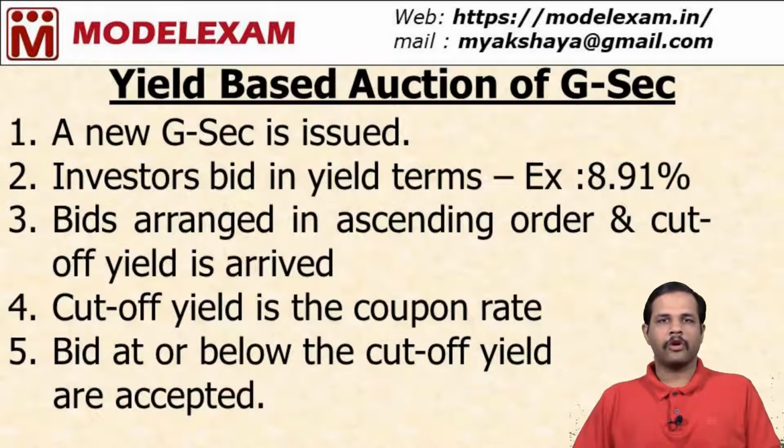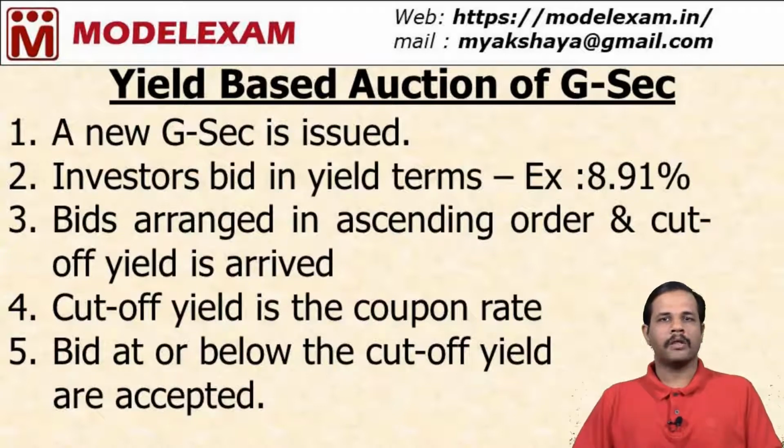Yield based auction of government securities. Normally this type of auction is carried out in case of a new issue of government security. Here investors bid in yield terms, that is, they bid in terms of yield like 8.91% or 8.5%, etc. It means that I am an investor bidding for this government security and I am demanding the coupon rate here, I am demanding the yield here. This is the yield I require. So 8.91% is the yield I require, 8.3 is the yield I require.